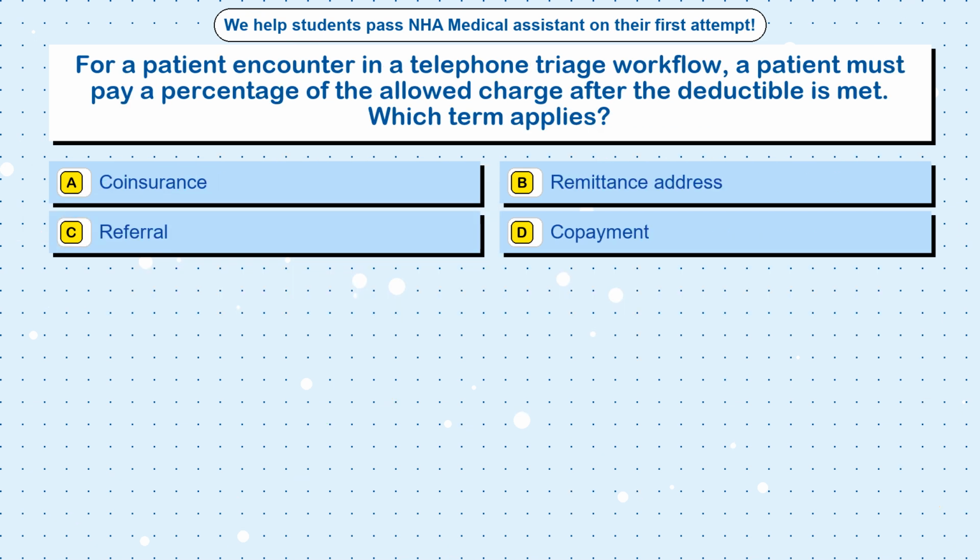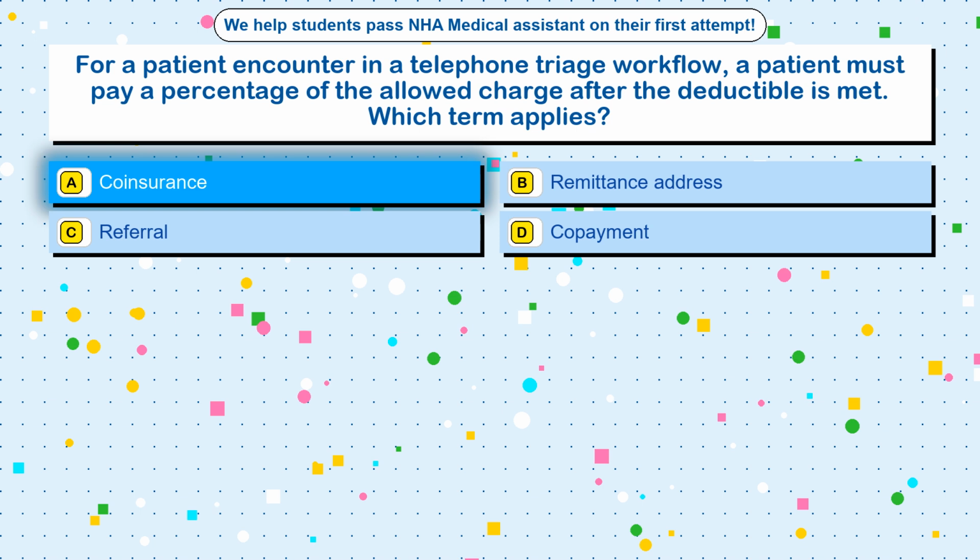Question 95. For a patient encounter in a telephone triage workflow, a patient must pay a percentage of the allowed charge after the deductible is met. Which term applies? Option A, coinsurance. Option B, remittance address. Option C, referral. Option D, copayment. The correct answer is option A, coinsurance.